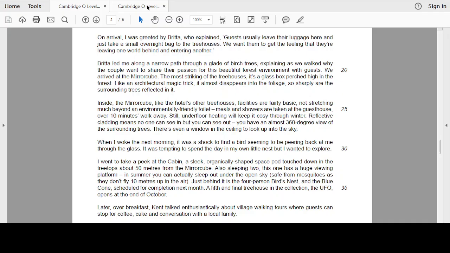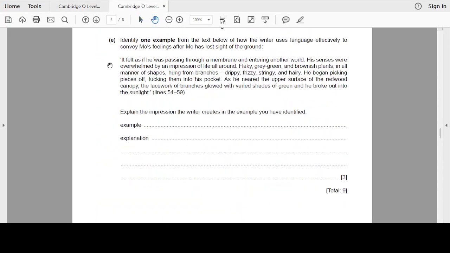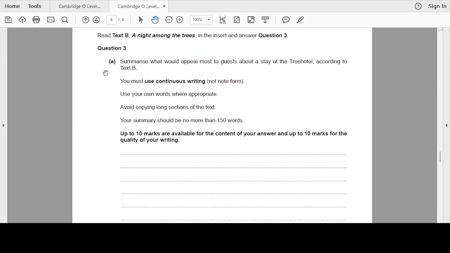Now let's move to the question. Let me scroll back up over here. For questions regarding the summary, you will not be asked to summarize the text in its entirety, not the whole text. They'll give you a theme. So let's see. Question three: summarize what would appeal most to guests about a stay at the Tree Hotel according to text B. So they've given you a specific theme.